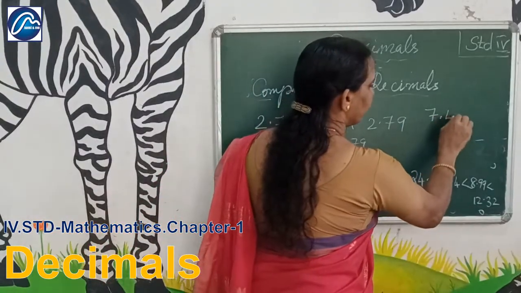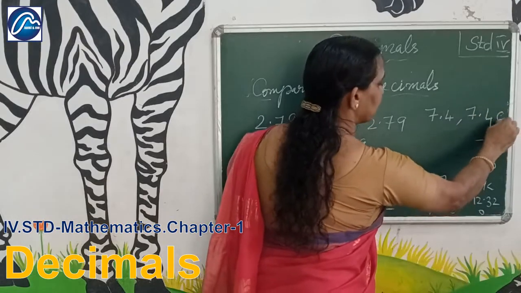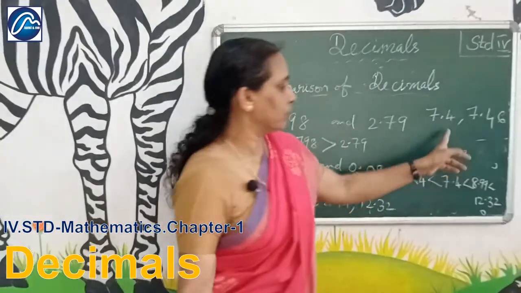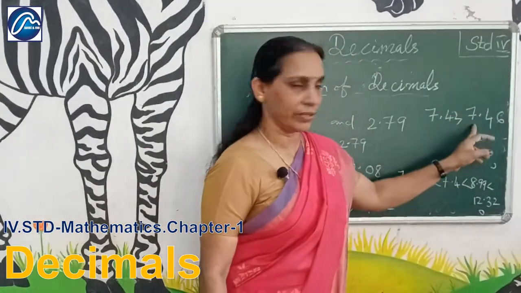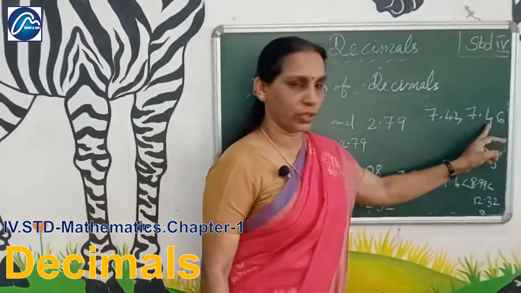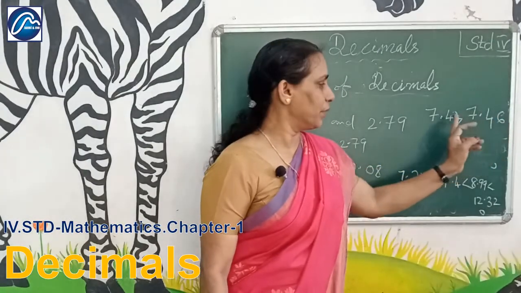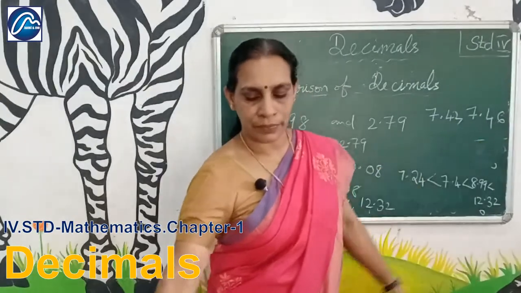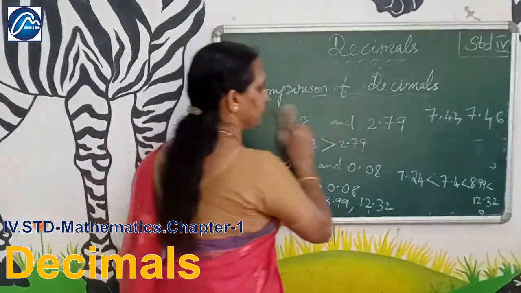ഇവിടെ 7.4 ഉണ്ട്, ഇവിടെ 7.46 ഉണ്ട്. അപ്പോൾ ഇവിടെ 10th 4.2 ഉണ്ട്. ഹോൾ പാർട്ട് 7 ആണ്, പിന്നെ 10th 4 ആണ്, പിന്നെ ഇവിടെ 100th ഇവിടെ 2 ആണ്, ഇവിടെ 6 ആണ്. അപ്പോൾ ഇതാണ് സ്മോളർ, ഇത് ബിഗർ. ഓക്കെ, സോ ദിസ് ഇസ് ഹൗ യു ആർ കമ്പയറിംഗ് ടു ഡിഫറൻസ്.